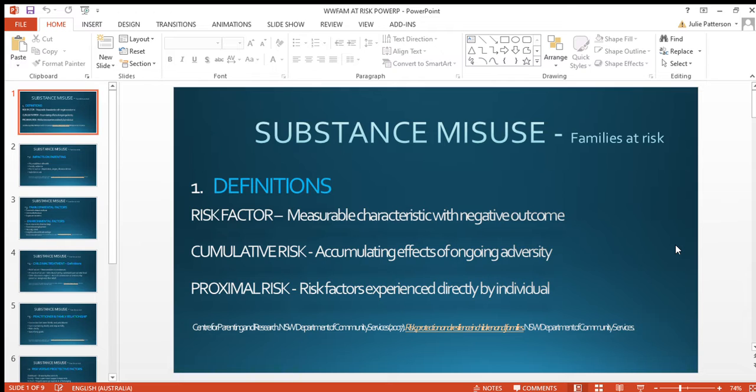The next definition is cumulative risk: multiple occurrences of the same risk factor and or the accumulating effects of ongoing adversity. For example, inadequate nutrition due to poverty would be a cumulative risk. The last definition is proximal risk, and this is defined as risk factors experienced directly by an individual. An example of that would be domestic violence, witnessing domestic violence.